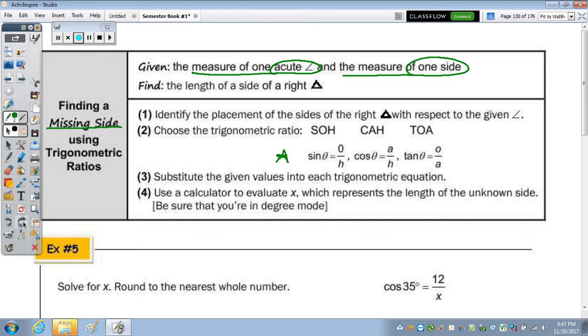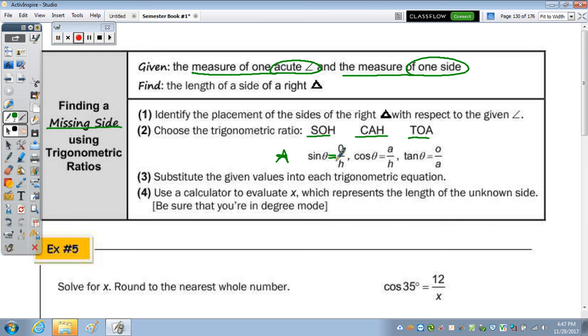And then we substitute the given values into each trig equation. And it's an equation because the sine or cosine of the angle is equal to a ratio of the two sides. And because we have that equal sign, it's an equation. And then use your calculator to evaluate x. Very important. Be sure you're in degree mode.